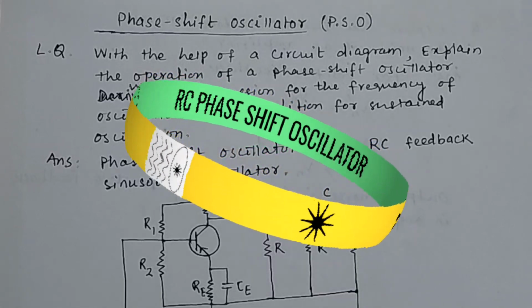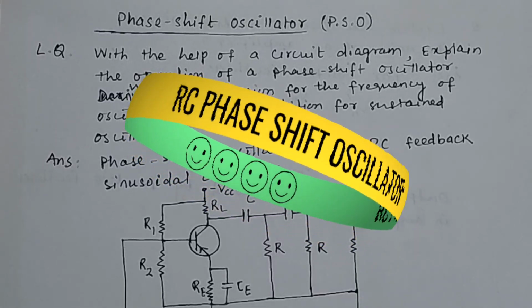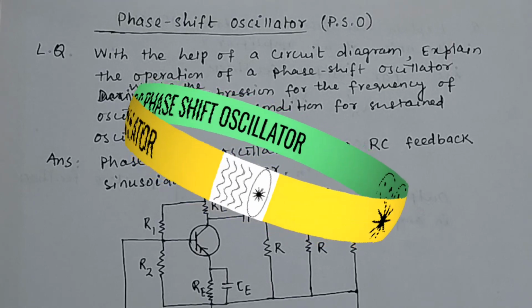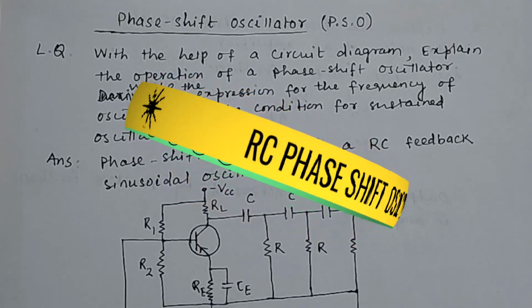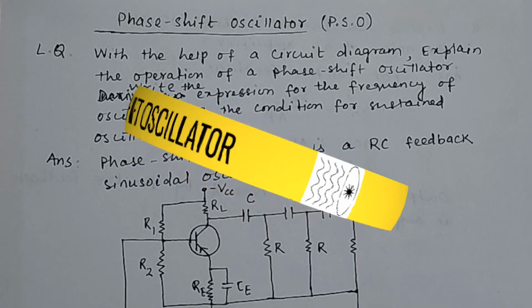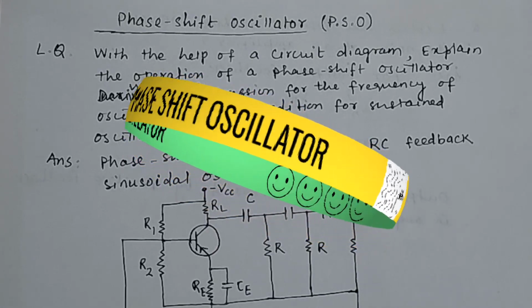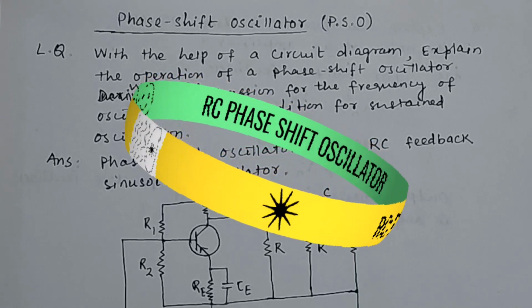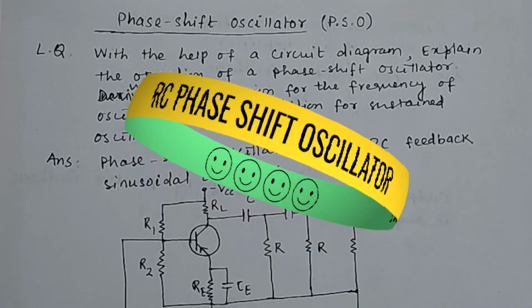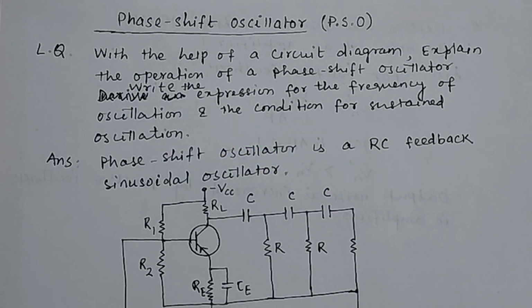In this video, we will discuss the phase shift oscillator, or PSO. As we have discussed in the previous video about different types of oscillators, the phase shift oscillator is a sinusoidal oscillator and it is an RC oscillator. In this oscillator, we use resistors and capacitors. And in this video, we will discuss some examination questions on the phase shift oscillator.